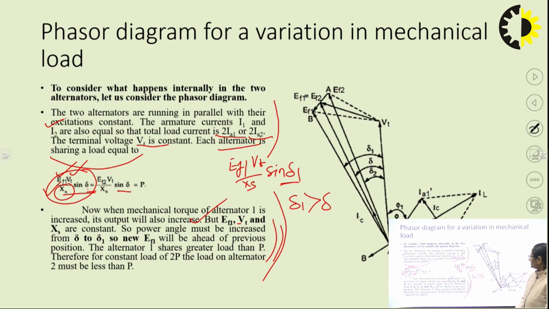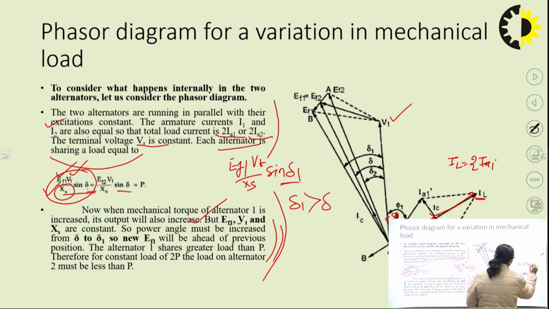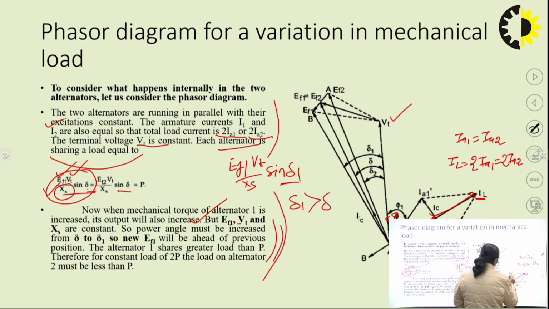Now, let us see the same in the phasor diagram. The reference phasor is the terminal voltage Vt. The current supplied by the two alternators is the same, having the same phase angle phi with respect to the terminal voltage Vt. So, this is current IA1. In the same phase, we have current IA2 such that the total current IL is equal to twice IA1 or twice IA2. We know that current IA1 is equal to current IA2.